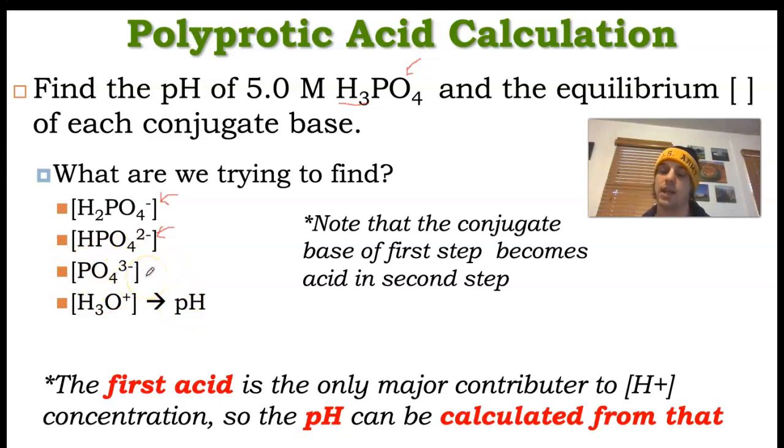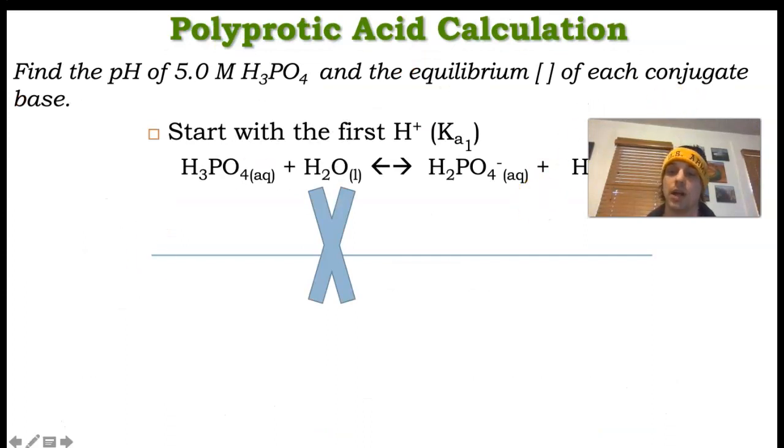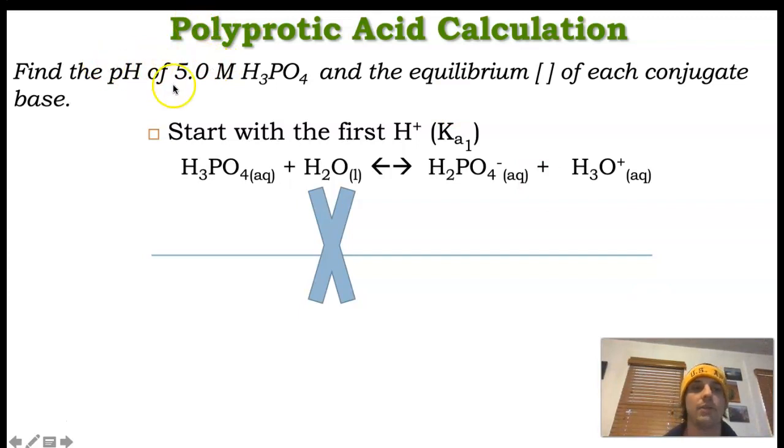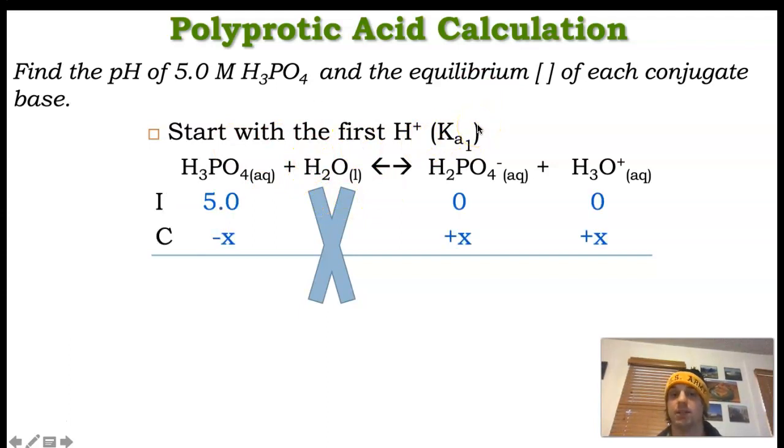So we're going to break this down into really 3 steps, and we're going to do 3 ICE tables. Like I said, this unit is going to be a lot of ICE tables. Okay, so let's look at the first ICE table. Find the pH of 5 molarity H3PO4. To find the pH of this weak acid, I do an ICE table. Here's my ICE table. My Ka1 would be given to me. So I'm setting up my ICE table. Here's my Ka1.